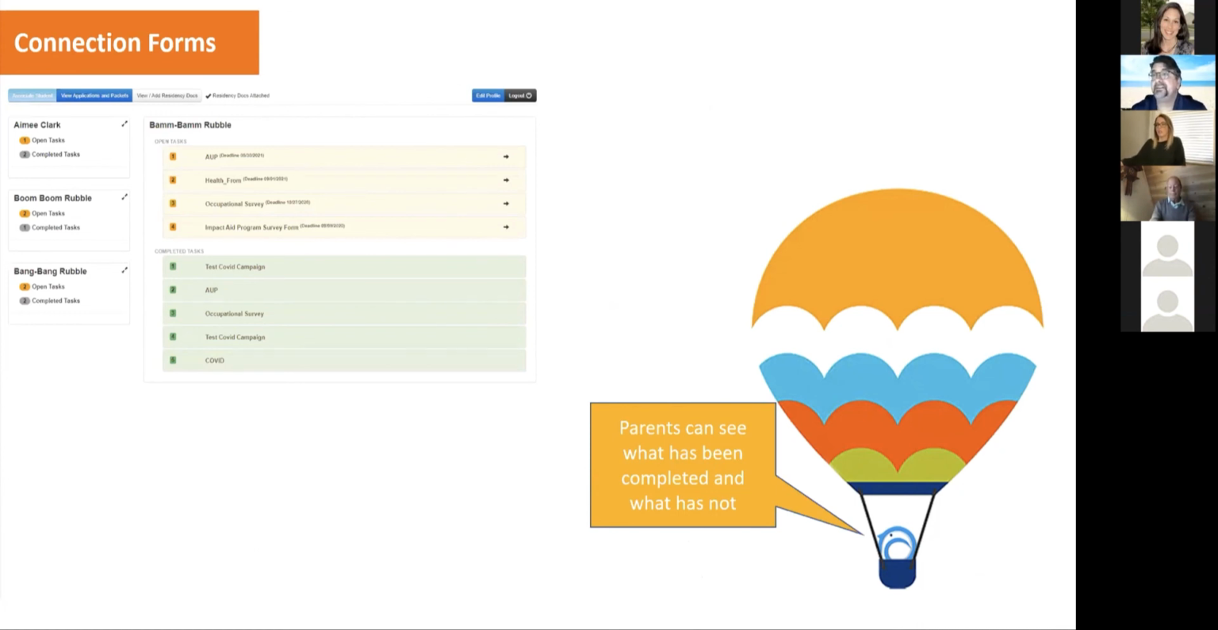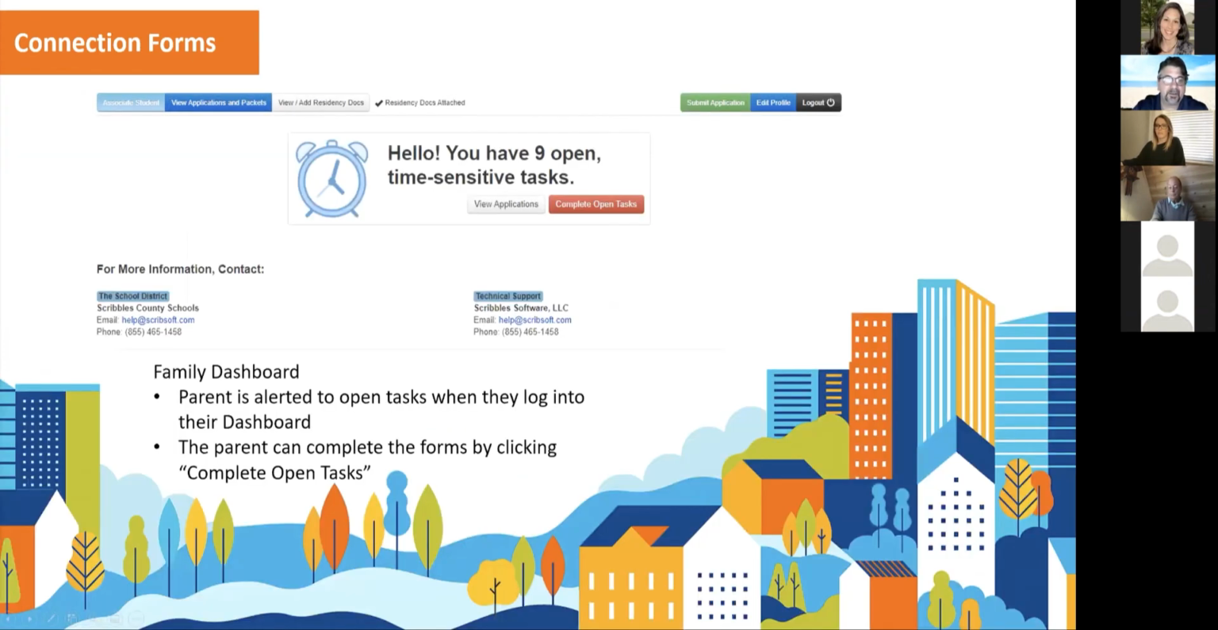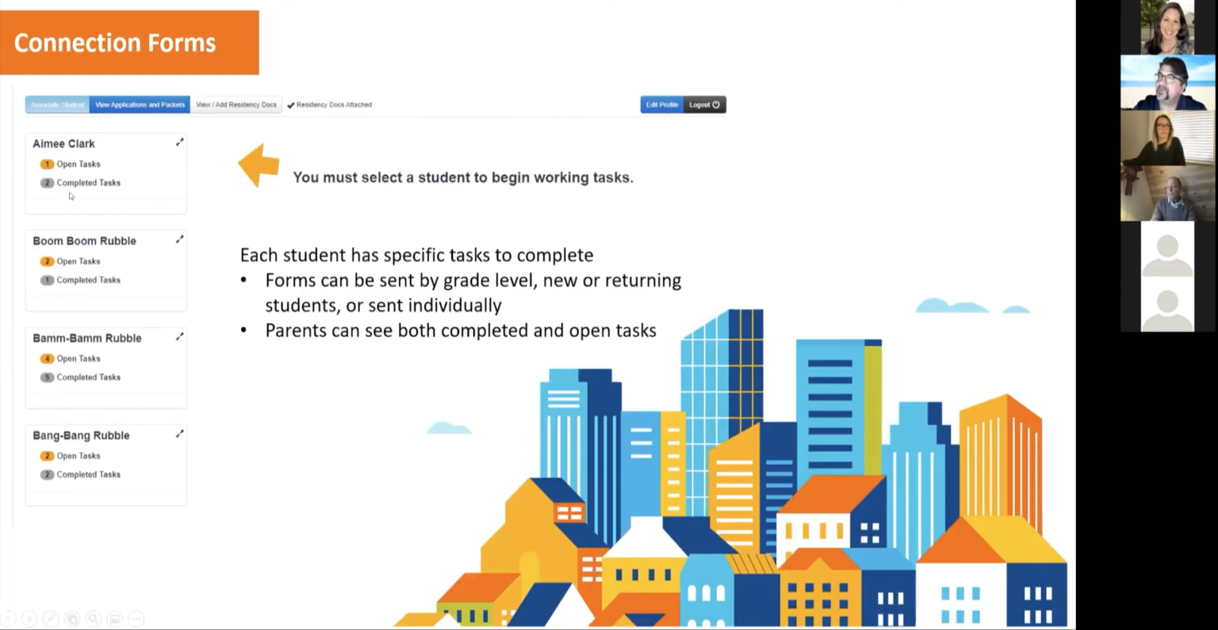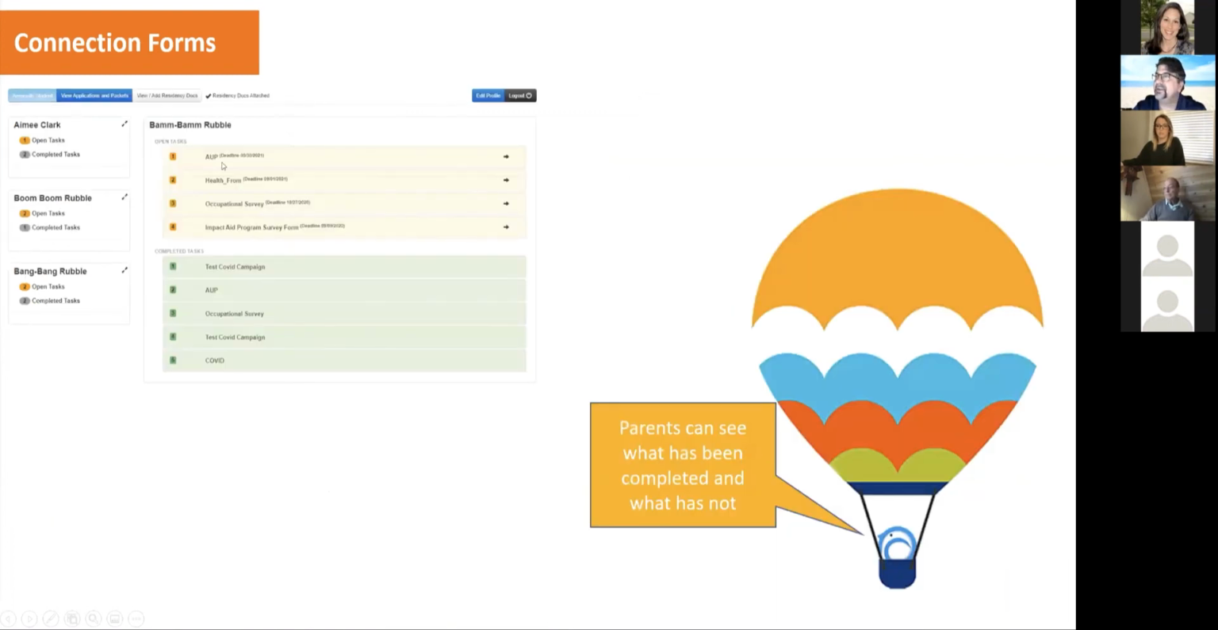If you said, hey, we need these 6 forms all to go out at once, then we will send those out at once. The parent will then receive their notifications, and it'll show them that they have 9 tasks. They'll be able to see what forms have been completed and have not been completed. These are open. These are completed. And when they click on the student, they're able to see the ones that need to be completed and the ones that have been completed. So it's very clear to the parent that multiple forms need to be completed, and what they have and have not completed in the process.